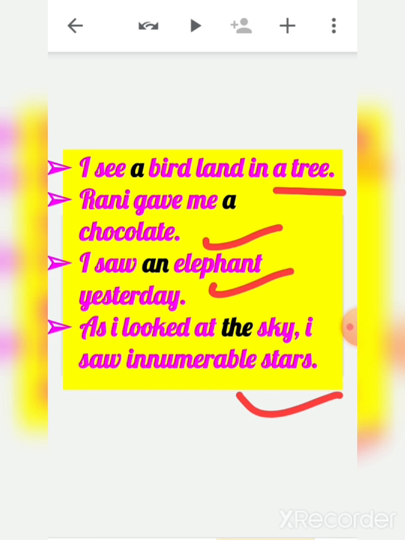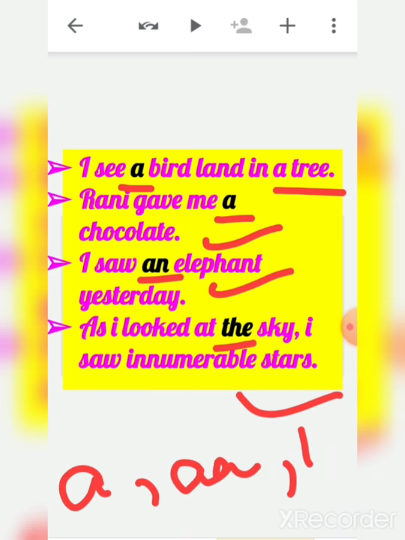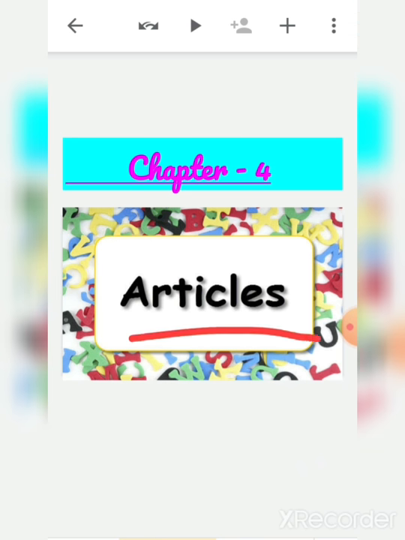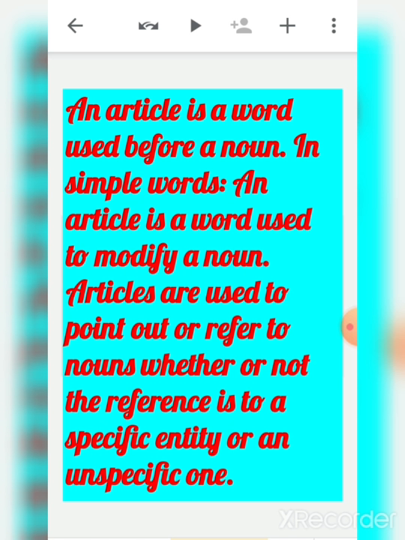Now children, you can see that in each and every sentence some words are highlighted, right? Here a, then here an, and here the. Now children, what is this? A and the. This a and the is article, articles. What is this, children? Articles.